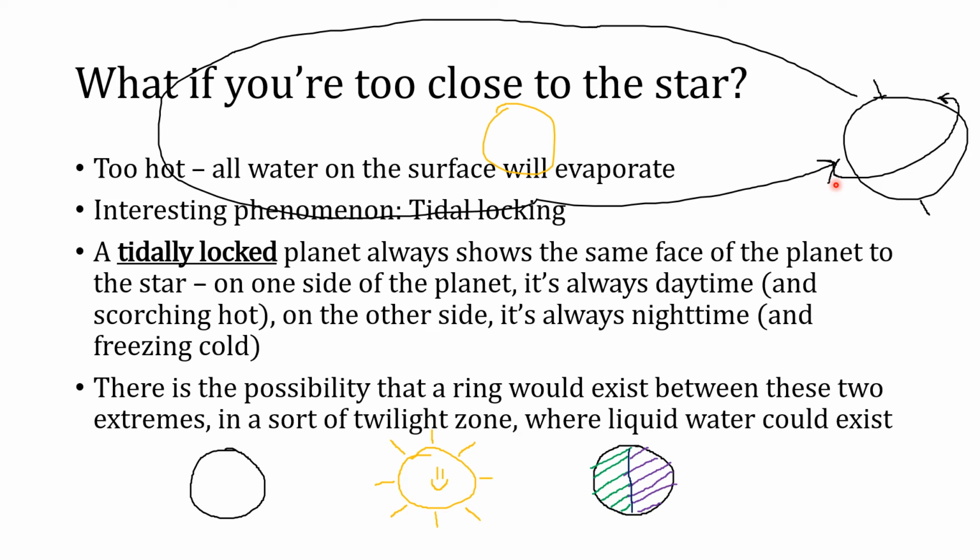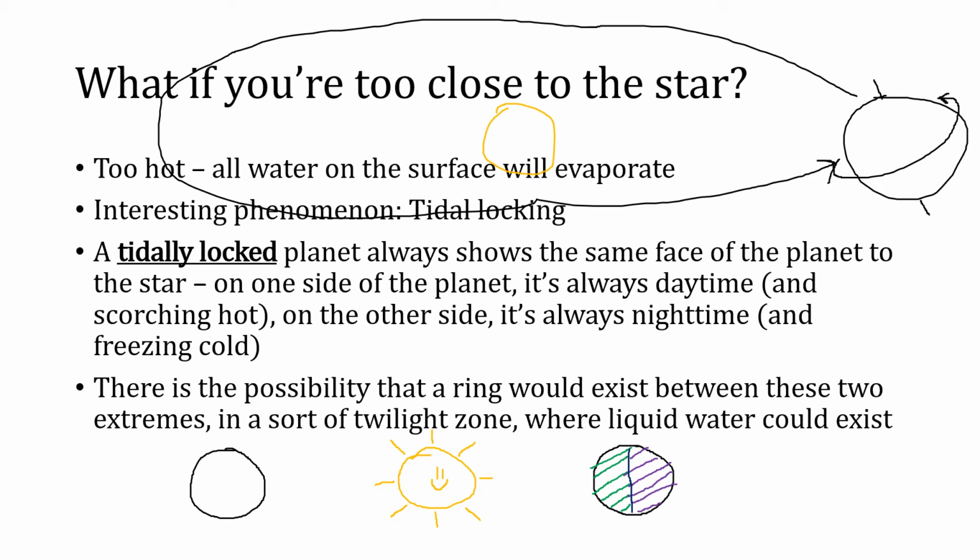But the interesting phenomenon that you get out the other end of that is that if the day and the year are the same length, then the part of the planet that's facing the star will always be the same. So the planet, as far as the star can see, doesn't rotate. It's just always showing the same face.